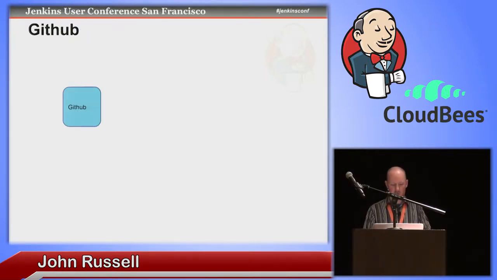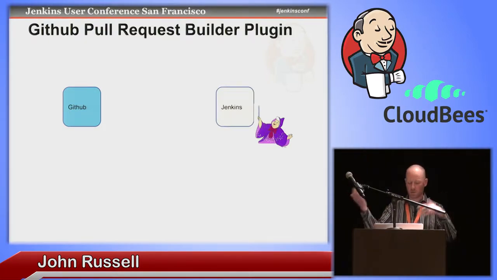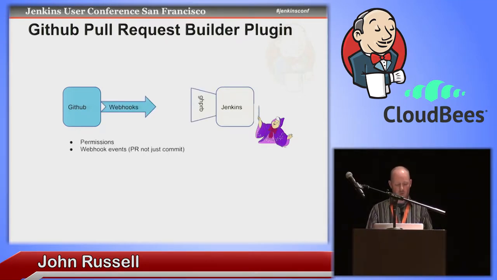Everybody knows what Jenkins does. We also have GitHub. That's where all the code is. So really quickly, we're going to start this story off with the connection between GitHub and Jenkins. People today have talked a lot about the GitHub pull request builder, which is a fantastic plugin that talks to GitHub and does all these amazing things. So we want the source code. We make sure you get all the permissions right, because that killed us many, many times.